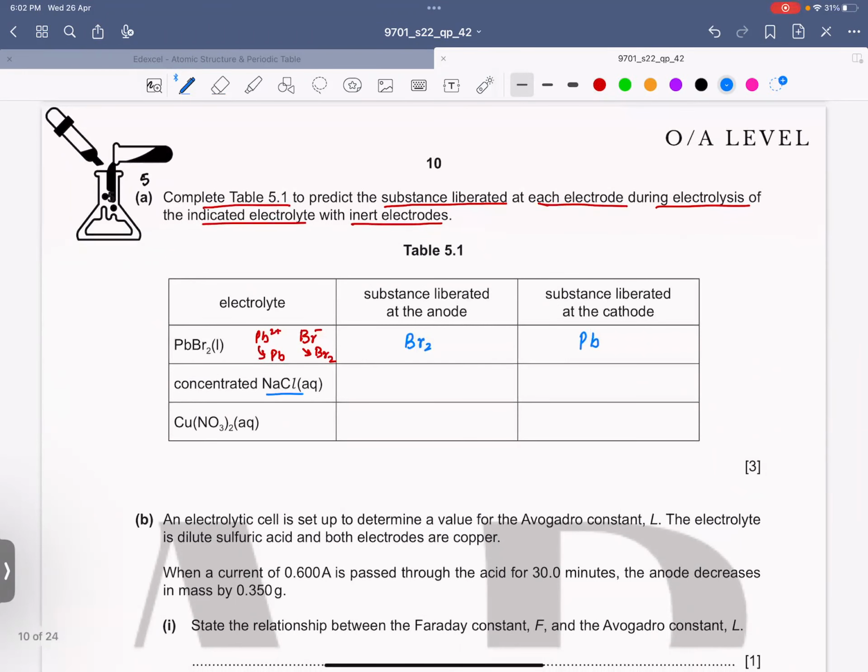Now we are using aqueous concentrated sodium chloride. So here we have sodium ions and hydrogen ions as the positive ions, and chloride ions and hydroxide ions as the negative ions. Out of these two positive ions, hydrogen ion would undergo reduction because of lower reactivity, forming hydrogen gas, and because of higher concentration, chloride ion turns into chlorine gas. So here I would write chlorine at the anode and hydrogen at the cathode. Is this clear?